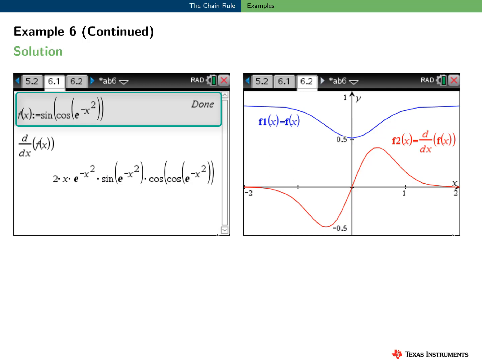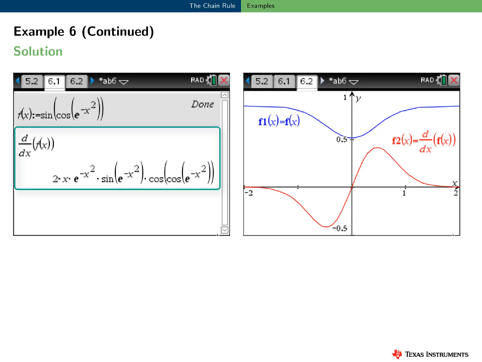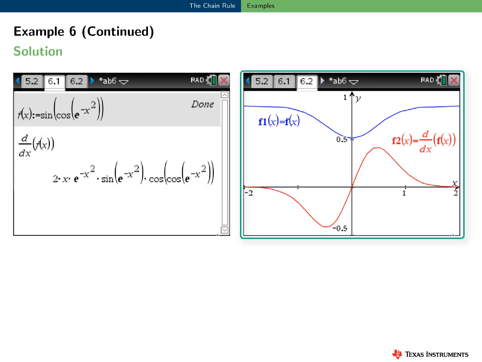I defined the function f, and then I used the derivative template to find f prime. It's actually pretty amazing to me that a handheld graphing calculator with a built-in computer algebra system can find this derivative exactly symbolically. I think it's also a good idea to look at this result graphically.